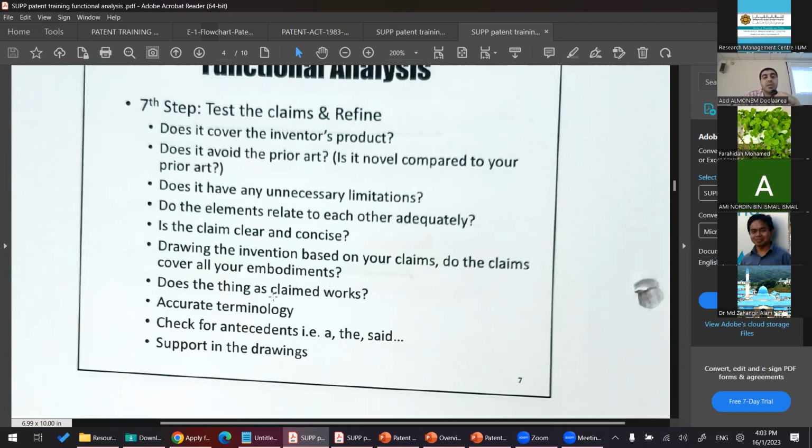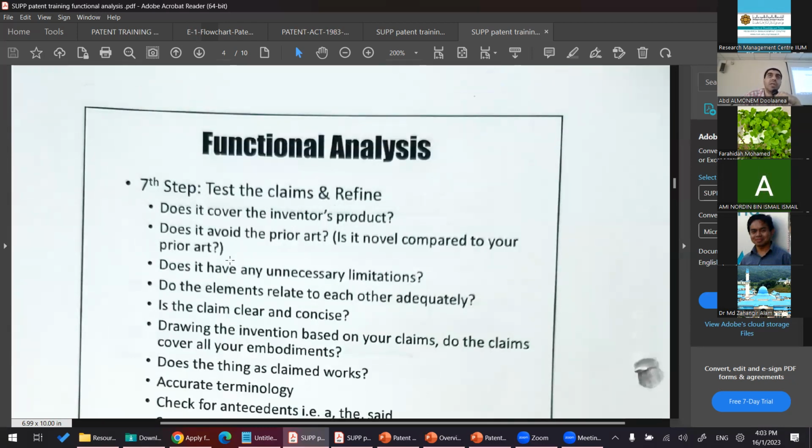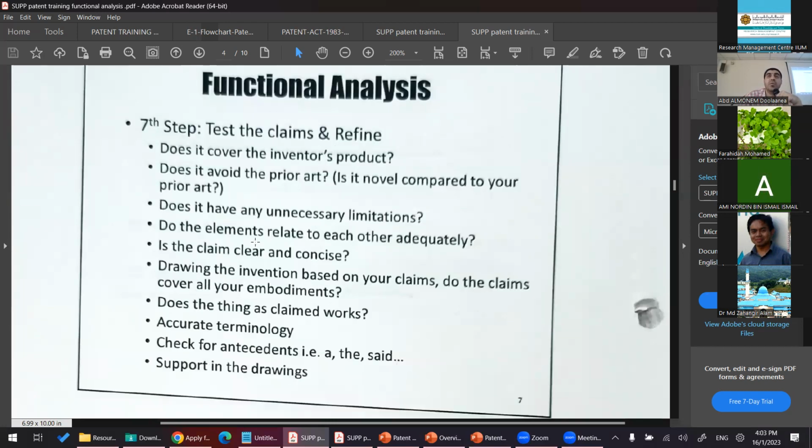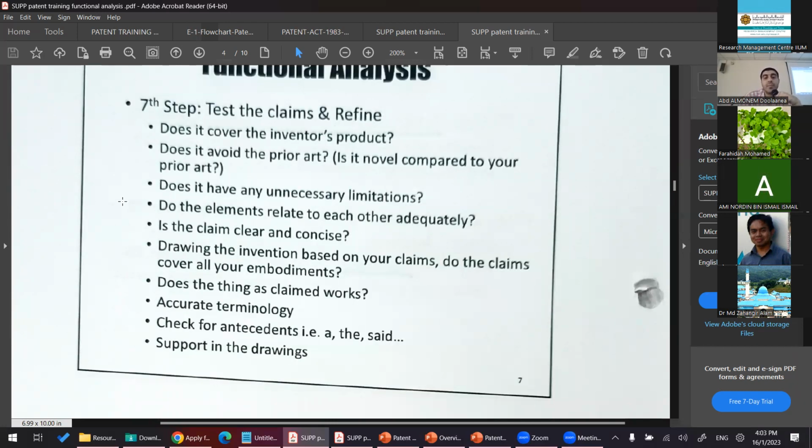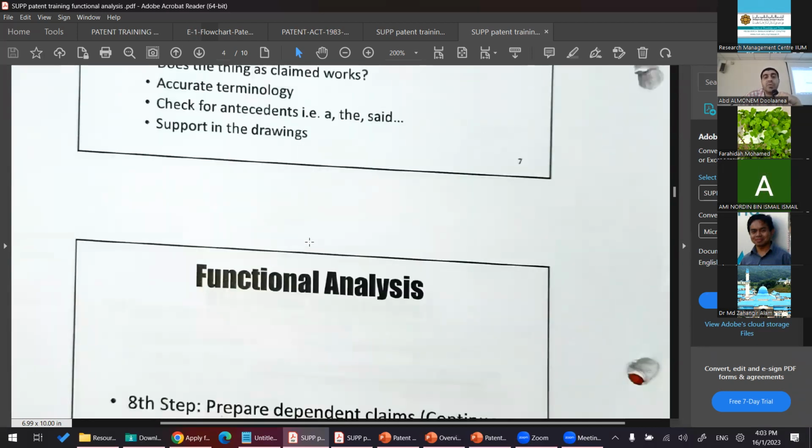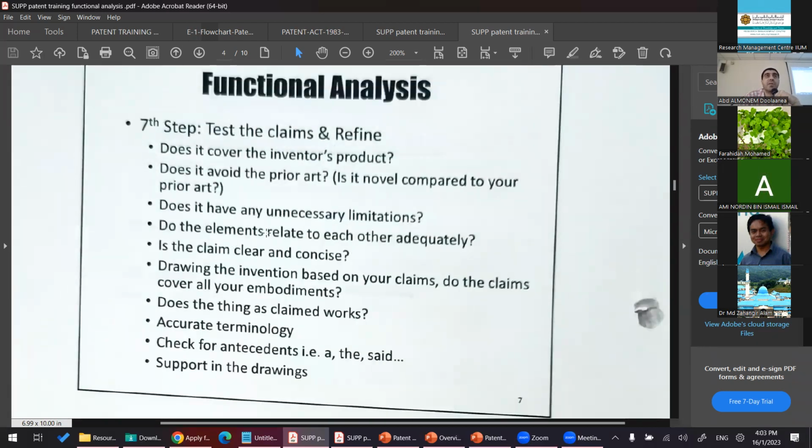Does the thing as claimed work? Accurate terminology. Check the antecedents. The "said", this is the punctuation. Support in the drawing. So after you do the claim, you review it, check all these criteria, and you can always re-read and refine. This is why it takes some time; the first draft will not work. You need to refine it a few times.